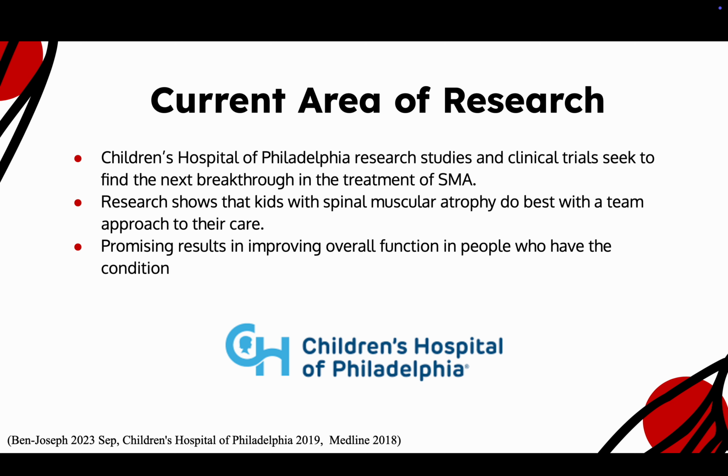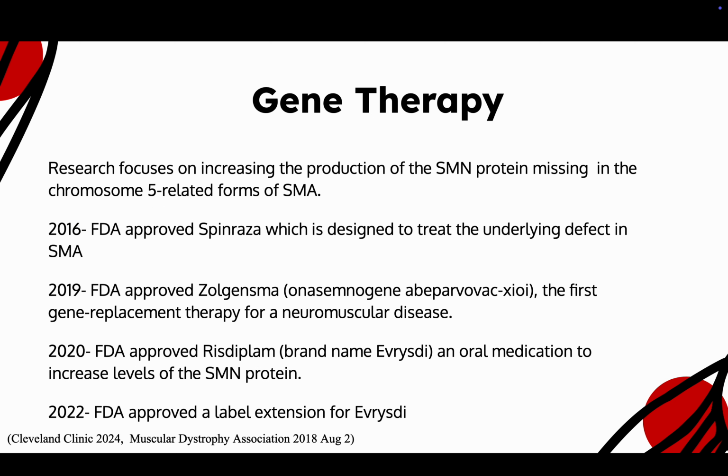Current area of research is primarily done right now through the Children's Hospital of Philadelphia, where research studies and clinical trials seek to find the next breakthrough in the treatment of SMA. Research shows that kids with spinal muscular atrophy do the best with a team approach to their care. Ongoing research shows promising results in improving overall function in people who have the condition. Gene therapy is also a big area of research. Research is focusing on the increased production of the SMN protein missing in the chromosome 5 related forms of SMA.